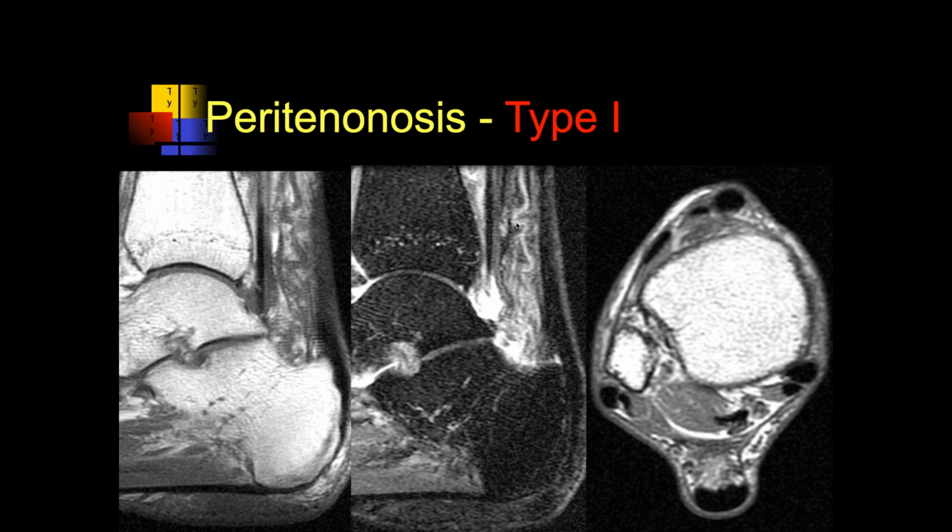And I think this is what I would put more in the type 1 category, where the tendon is really in place, but you've got fibrosis and maybe inflammatory changes in the peritenon.